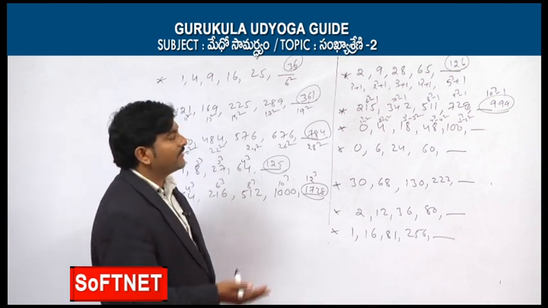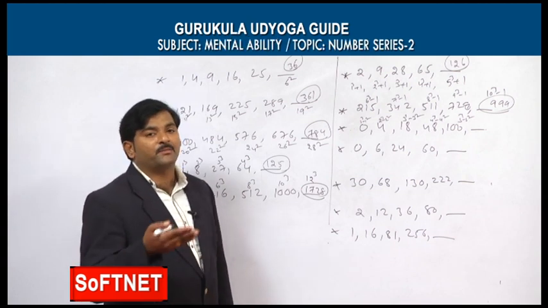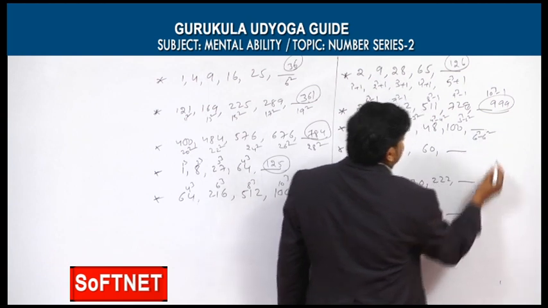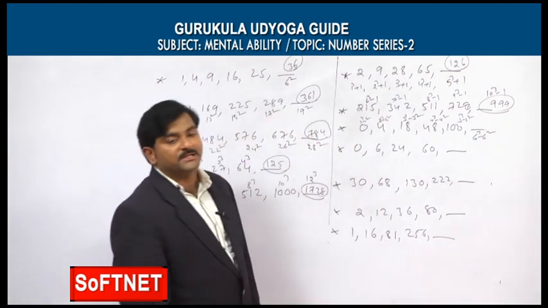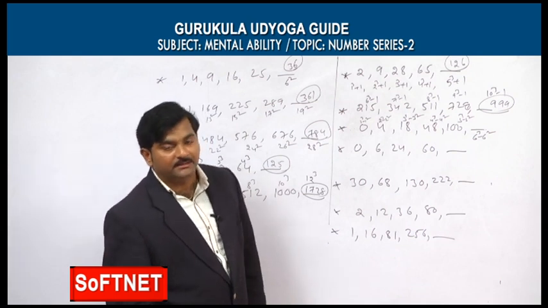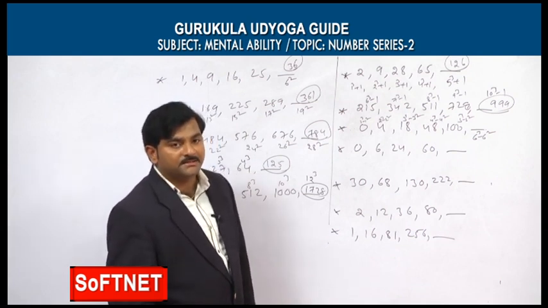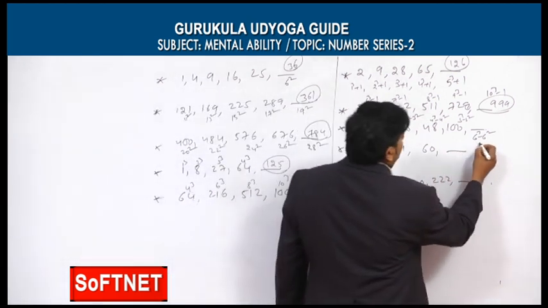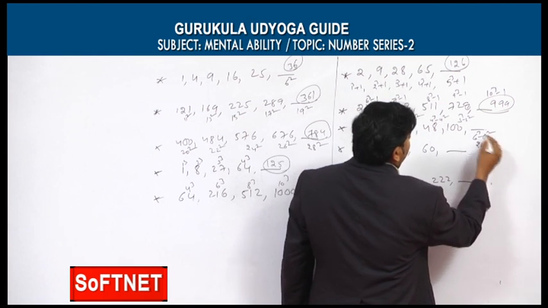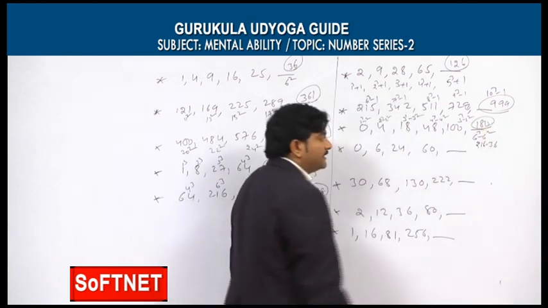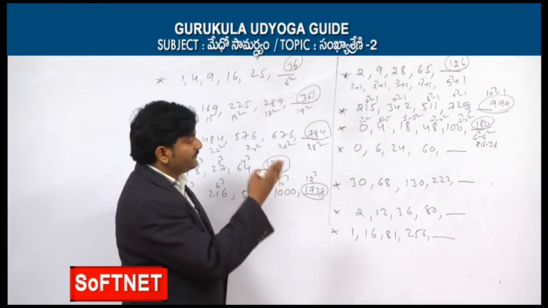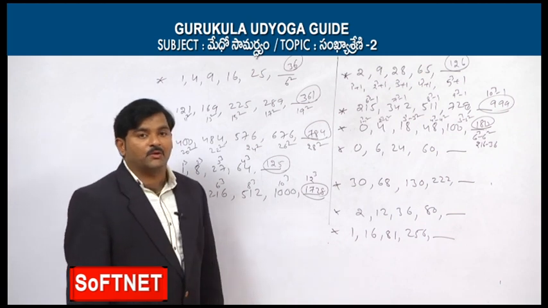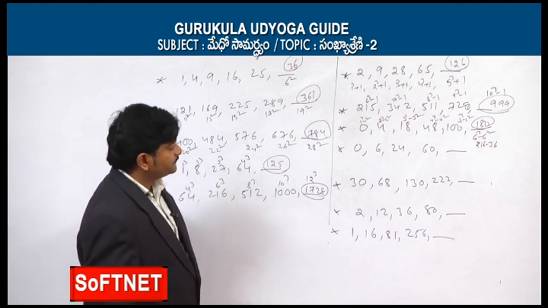100. To get the next number, what do you have to do? It is nothing but 6 cube minus 6 square. We know 6 cube value is 216. 6 square value is 36. 216 minus 36. Just have a look. 216 minus 36. It is nothing but how much can you write? 180 is the answer for that question. So this is the model of what here? n cube minus n square model.